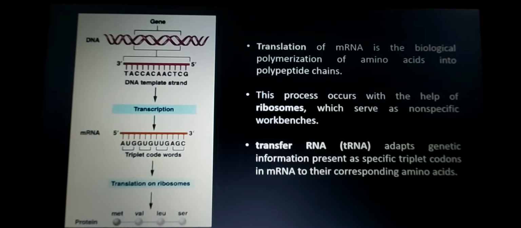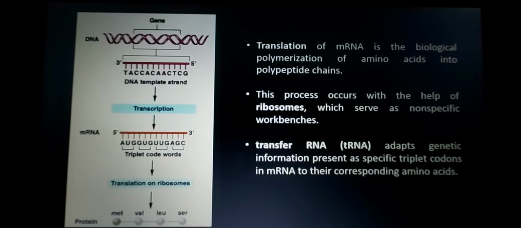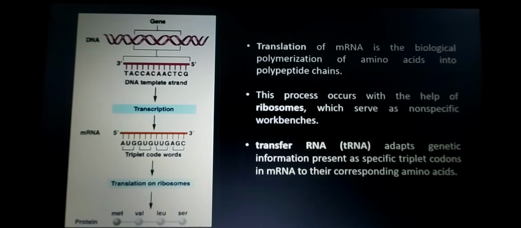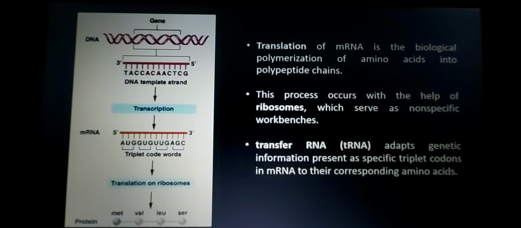Apart from ribosome, transfer RNA or tRNA is an adapter molecule which adapts the genetic information which is present in the mRNA in the form of triplet codons, which we have already done in the last class, and those triplet codons are decoded with the help of this adapter molecule into corresponding amino acids.